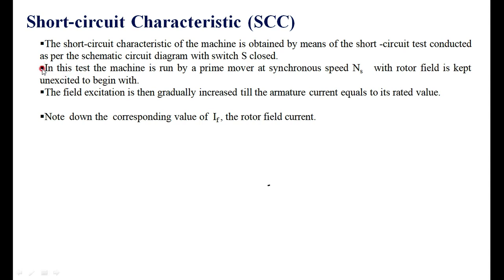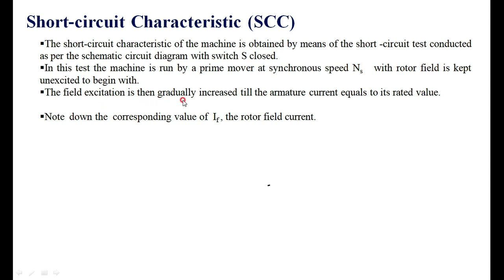Therefore, extra care should be taken that at the time of starting, the excitation of the rotor is open. Then once it runs at the rated speed, you gradually increase your field current so that the short circuit current does not exceed the rated current. Therefore, you have to be very careful of the excitation of the rotor under short circuit condition.